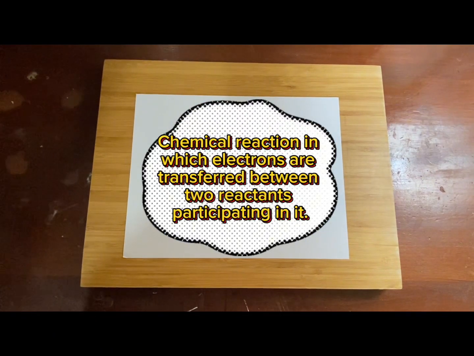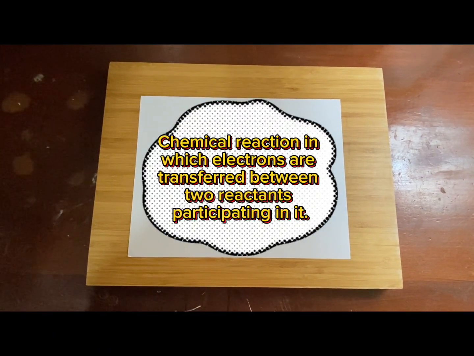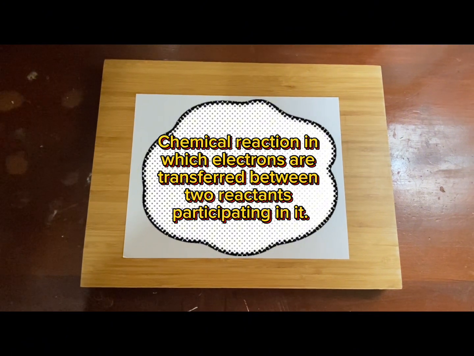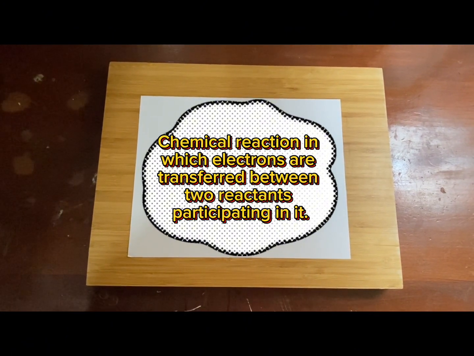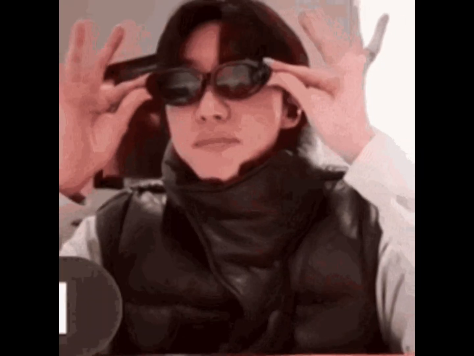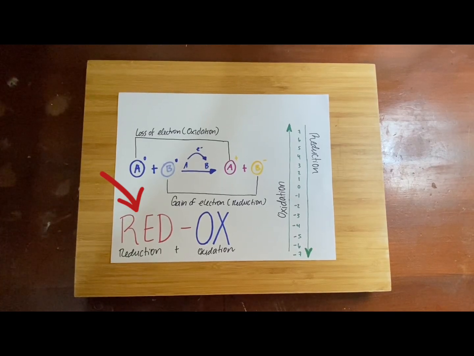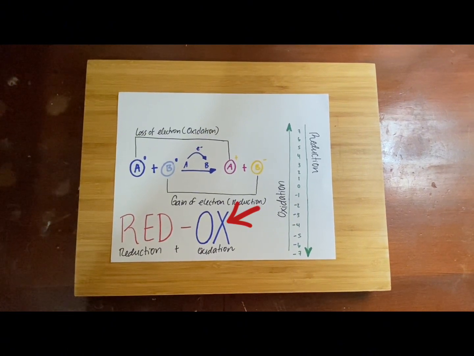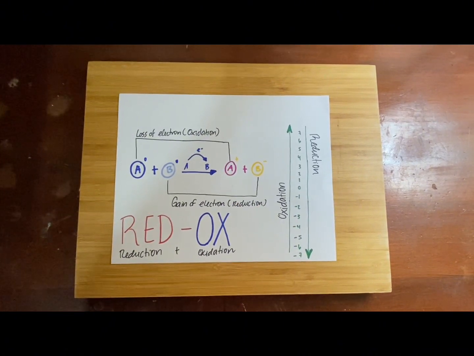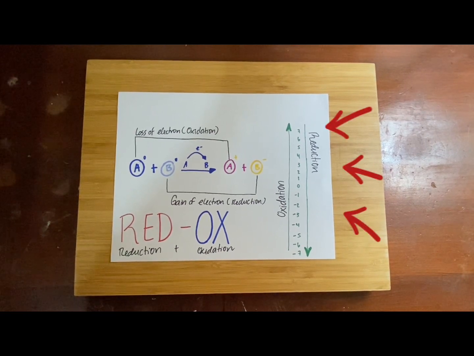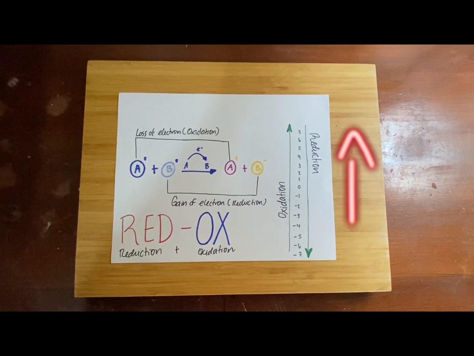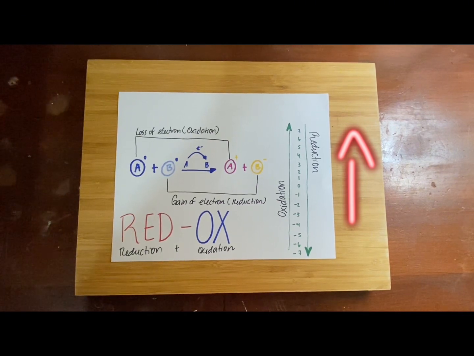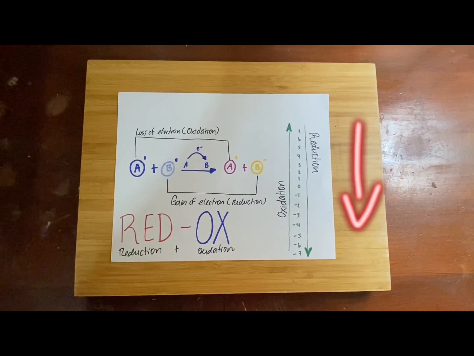Well, a redox reaction can be defined as a chemical reaction in which electrons are transferred between two reactants participating in it. This transfer of electrons can be identified by observing the changes in the oxidation states of the reacting species. Redox is a short form for reduction and oxidation. To know if reduction or oxidation is happening, you have to be looking at the numbers. Well, the bigger the number, oxidation is happening, whereas the smaller the number is, reduction is taking place.